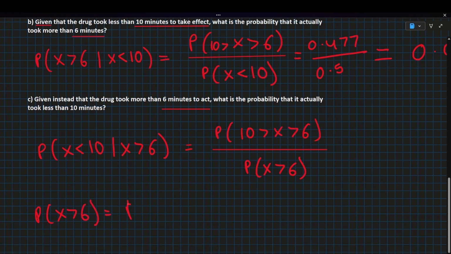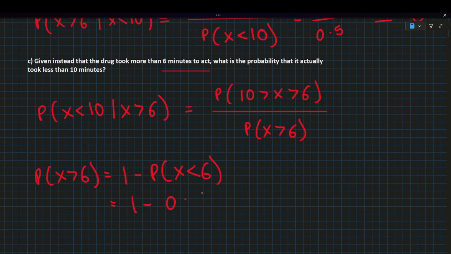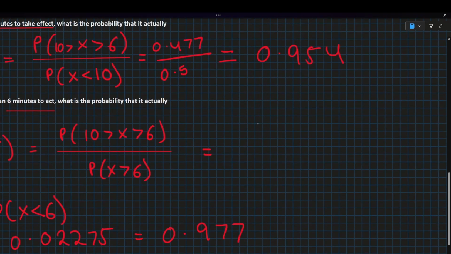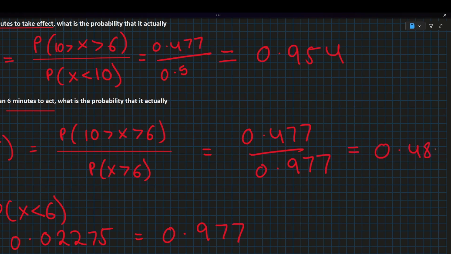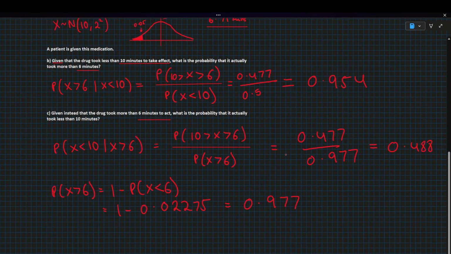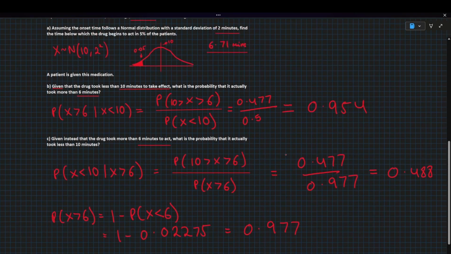So how do we find the probability of x being greater than 6? That's going to be 1 minus the probability that x is less than 6, because we're looking on the left hand side of these normal distribution curves, and that is 1 minus 0.02275, and this gives us a probability of 0.977. So that is just going to be what we got up over here, 0.477 over 0.977, which equals 0.488. So over here we've got the answers to two conditional probabilities, and we had to use a bit of our normal distribution skills.